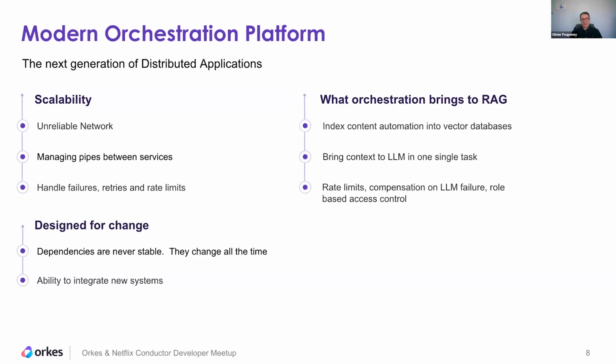So what does orchestration bring to Retrieval Augmented Generation? The indexation itself is a full orchestration of services. First, we need to go to where the data is, the source of the data. We need to bring that data, index that data into the vector database. Then when there is a query to the model, we're going to get that data and create the context and bring that context into one single task. So instead of a lot of lines of code, using an orchestration platform can really be as simple as a couple of tasks that will be chained all together.